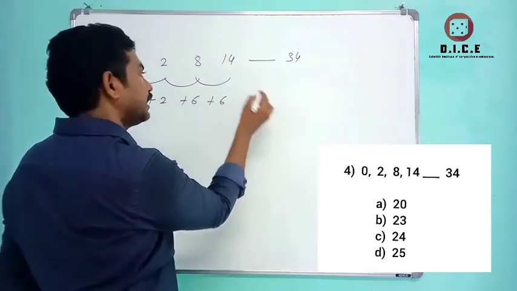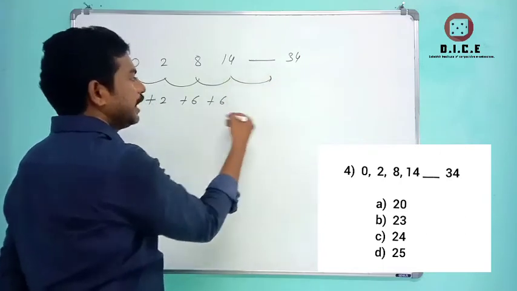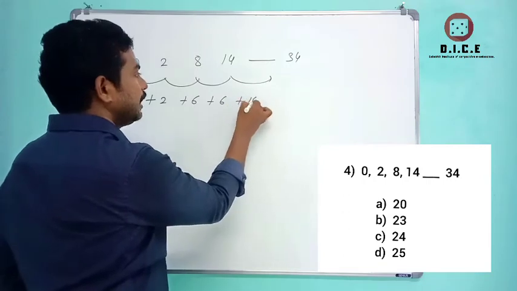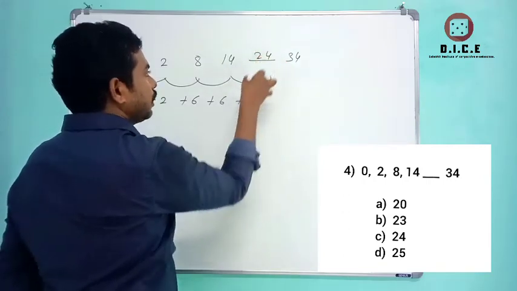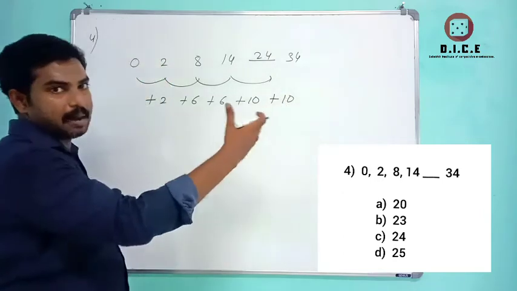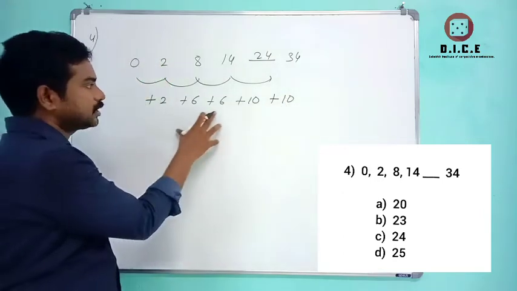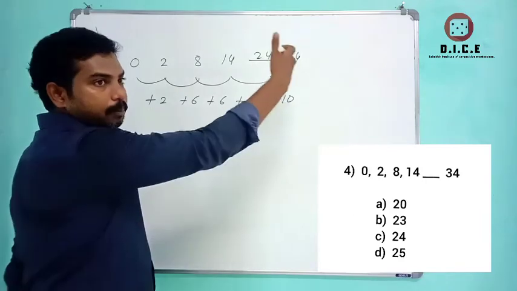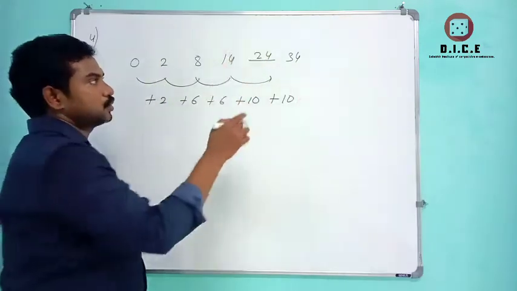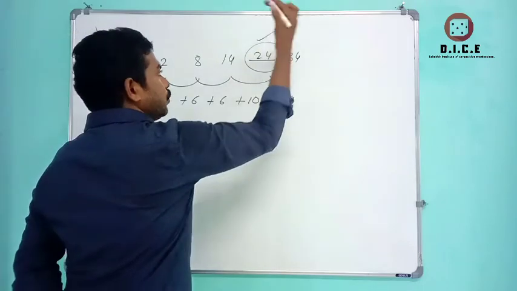If I consider the gap of 10 here, adding 10 to 14 gives 24. Again, 24 to 34 is plus 10. So the series pattern matches: plus 2, plus 6, plus 6, plus 10, plus 10 again, plus 14, plus 14, plus 18, plus 18, and the series continues. So 24 is the right answer.